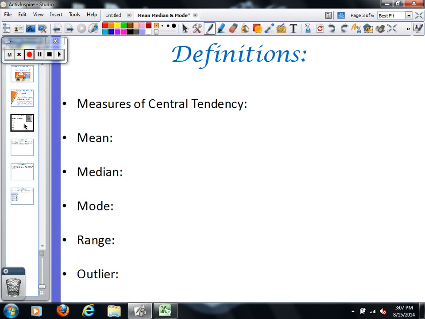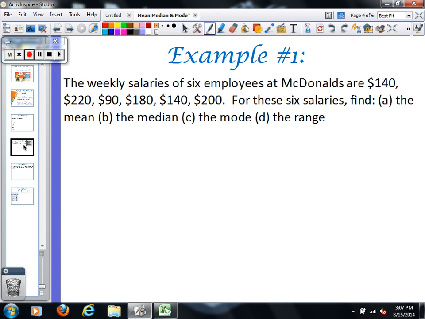So, our first example says the weekly salaries of 6 employees at McDonald's are $140, $220, $90, $180, $140, and $200. For these 6 salaries, find part A, which is the mean. For the mean, they are looking for the average.